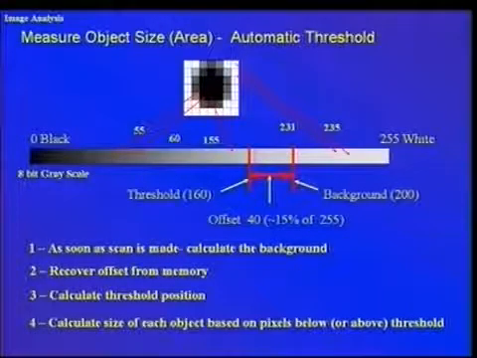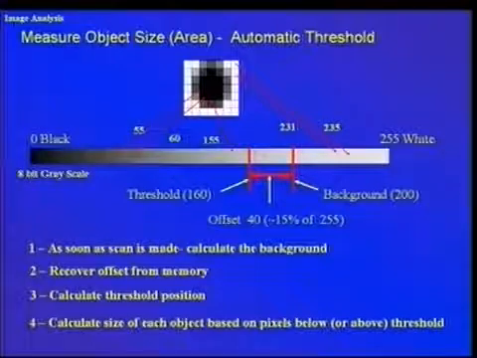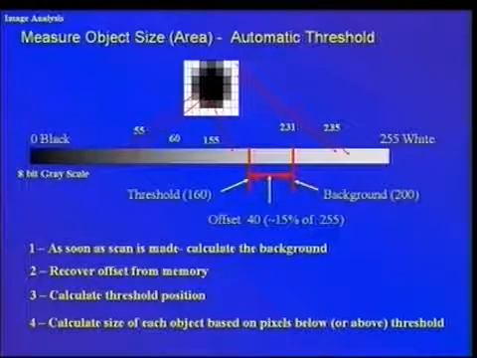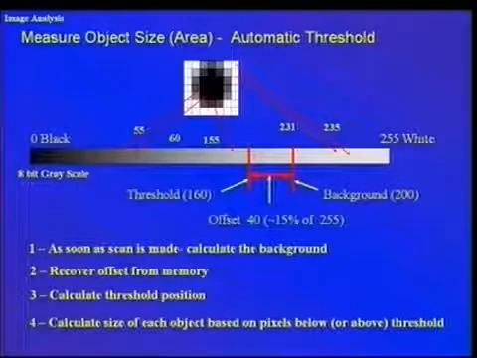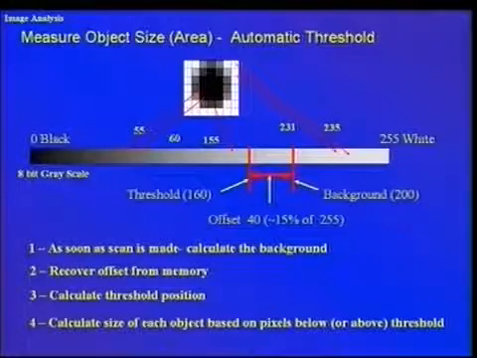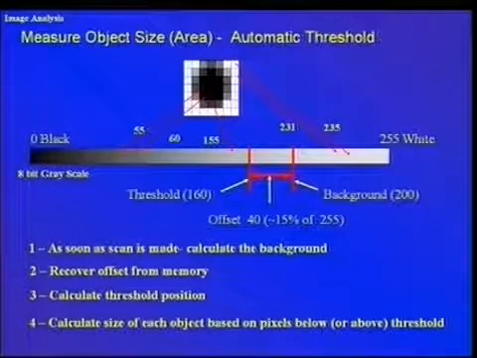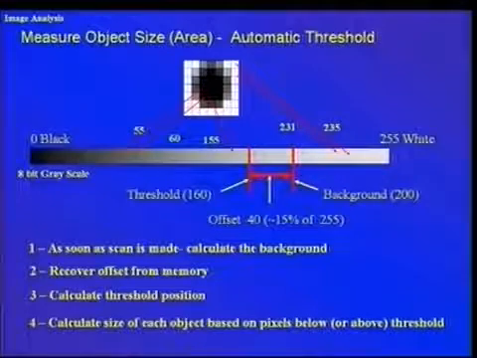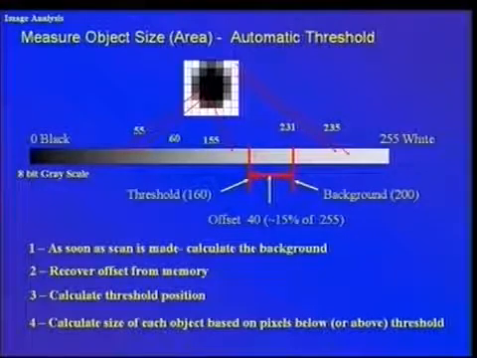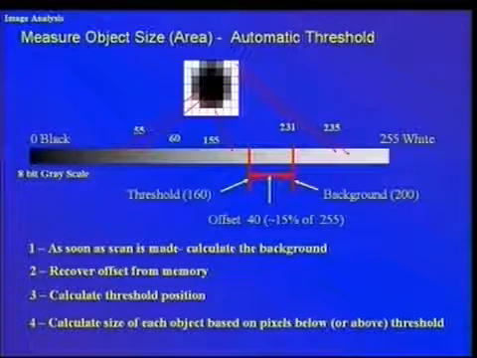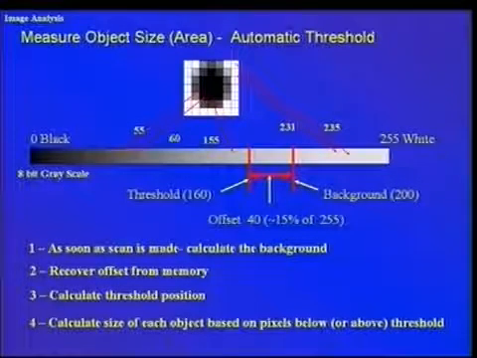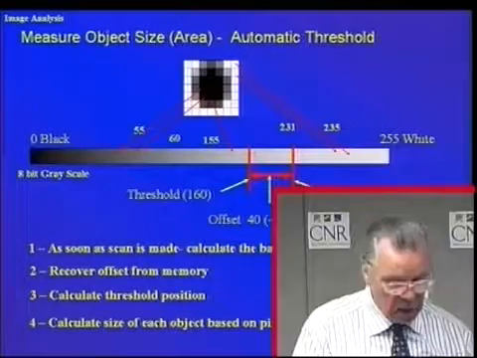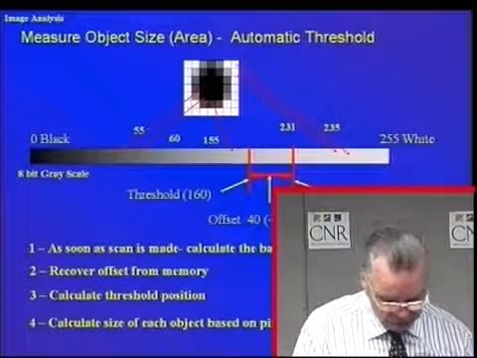So that when we go into automation, we measure first the background. We recover the offset from memory, and from that we calculate the position of the threshold. And each object is then based upon the pixels that are discovered below the threshold. And this gives us an automatic way of compensating for handsheets of varying colors, varying backgrounds.